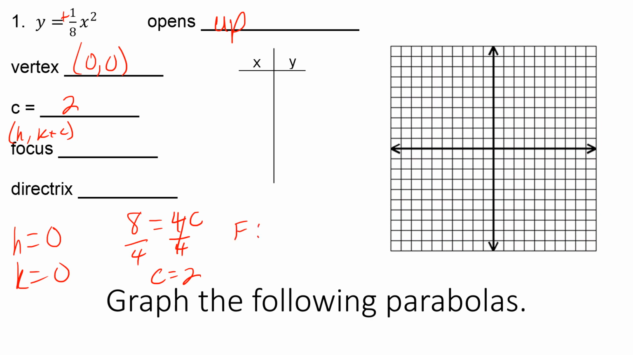So for our focus, our h is 0, our k is 0, and our c is 2. So our focus is going to be at 0, 2.